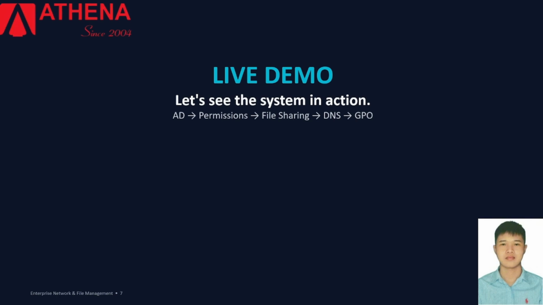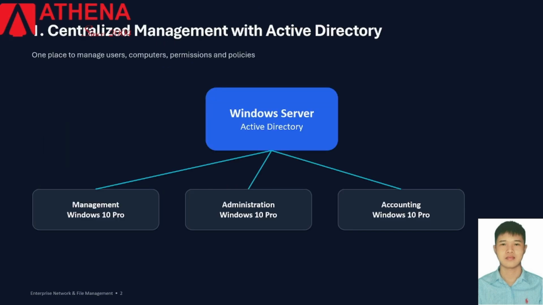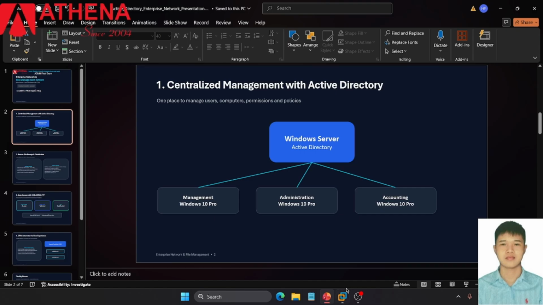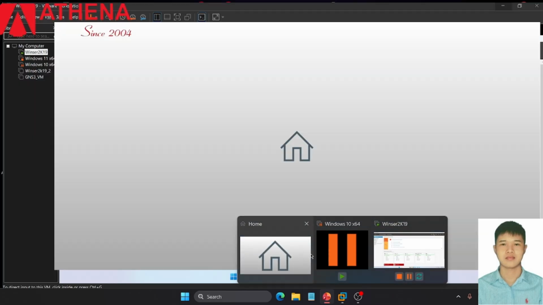Okay, let's move to the final slide. This is the demonstration of how I configure and how I solve the problem. Now let's see if it actually works. In the next few minutes, I will demonstrate Active Directory permissions and file sharing in action. Okay, let's start. I have prepared this.